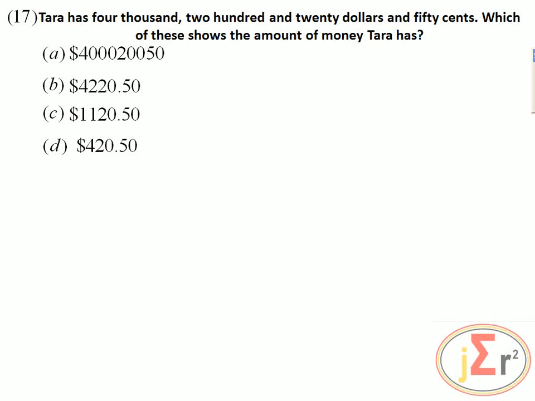Tara had $4,220.50. Which of these shows the amount of money Tara has? Tara has $4,220.50. Which of these shows the amount of money that Tara has?